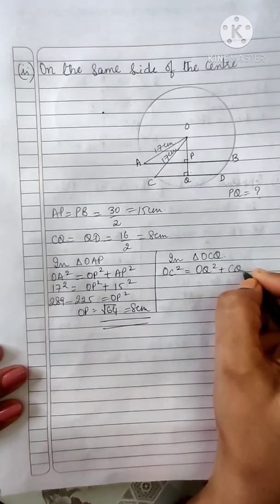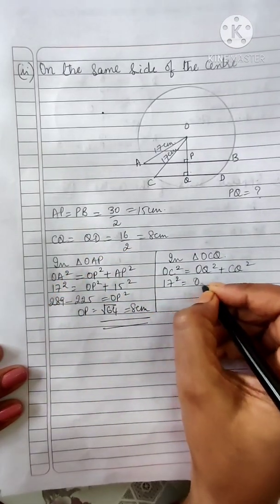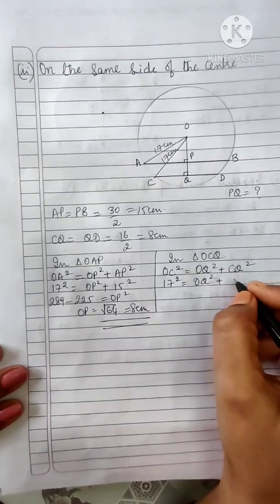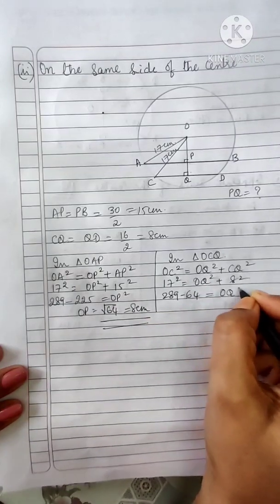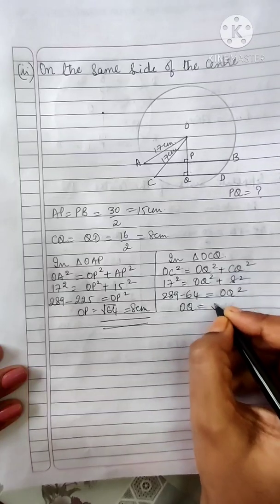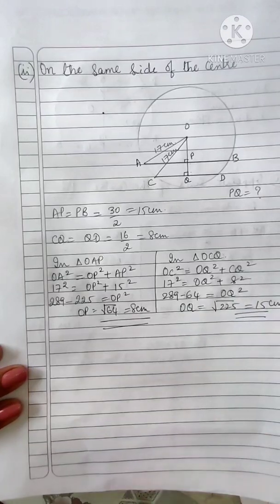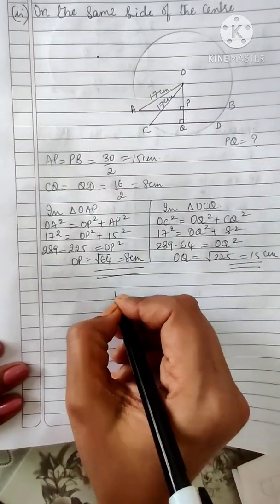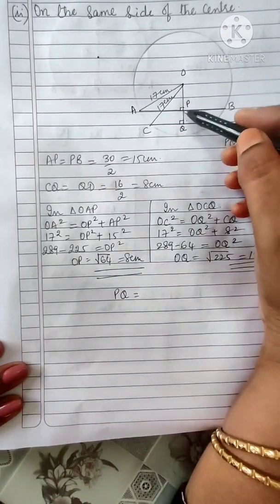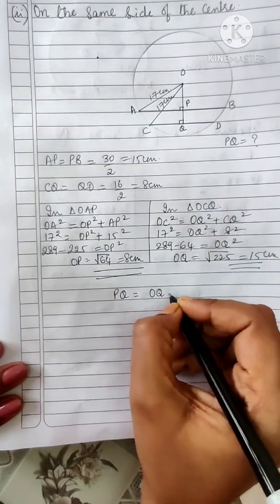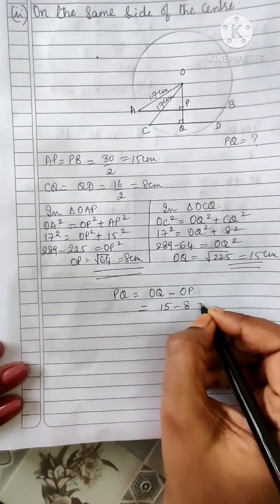Similarly, in triangle OCQ, which is again a right angle triangle, OC square is equal to OQ square plus CQ square. We know CQ is 8 centimeter and OC is again the radius, 17. 289 minus 64 is equal to OQ square, and OQ is equal to root over 225, which is equal to 15 centimeter. So we will find out the distance between the two chords, which is PQ. PQ will be equal to OQ minus OP, that is 15 minus 8, which is equal to 7 centimeter.